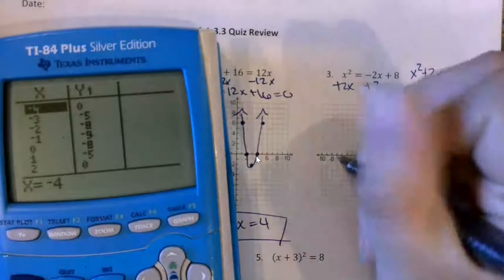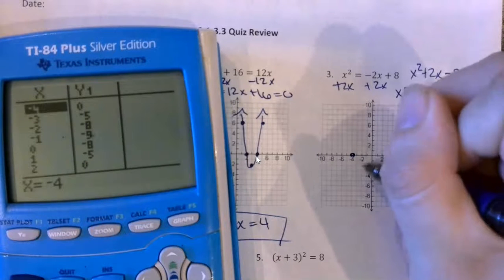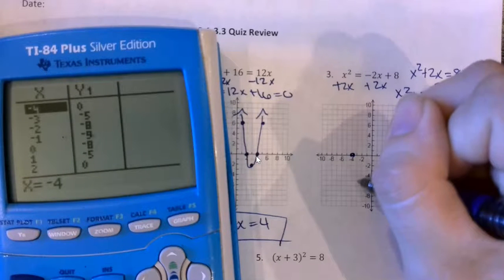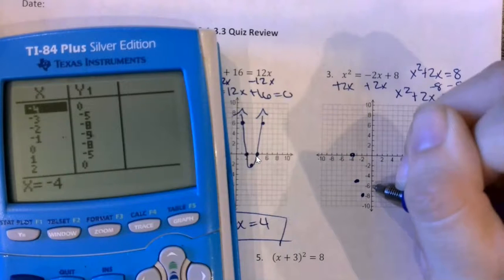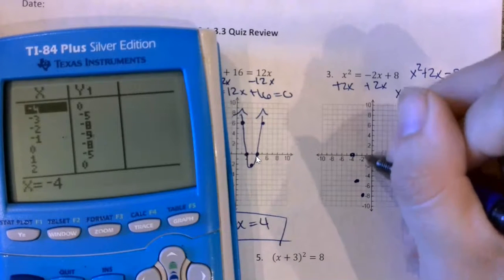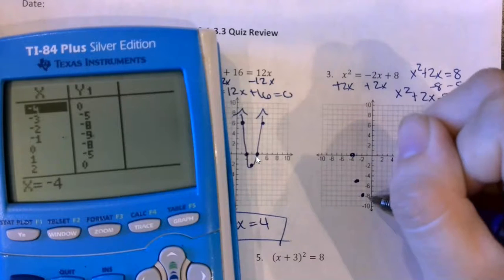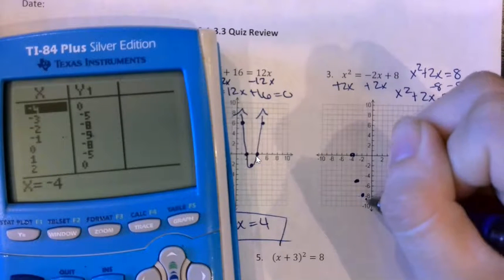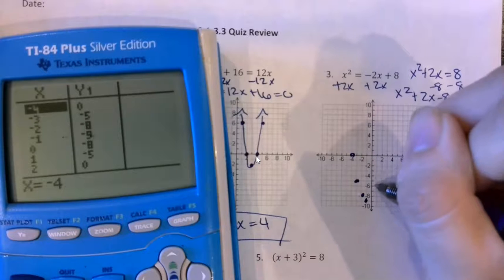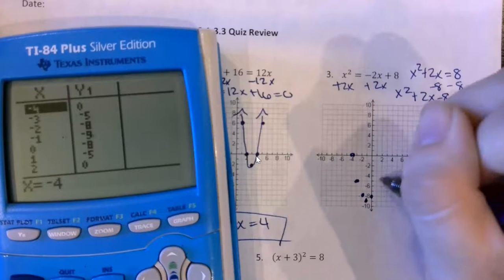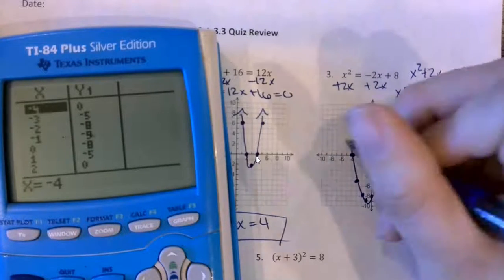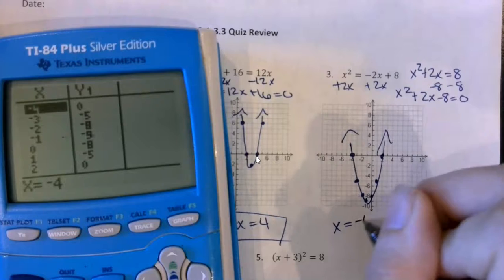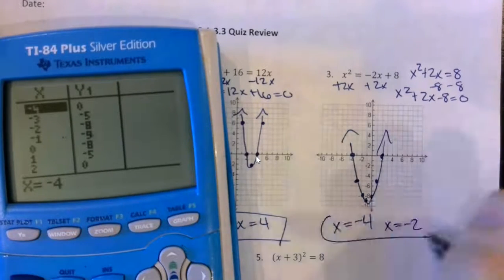So I have negative 4, 0, negative 3, negative 5. Negative 2, negative 8. Negative 1, negative 9. 0, negative 8. 1, negative 5. 2, 0. So this one is crossing at x equals negative 4 and x equals 2.